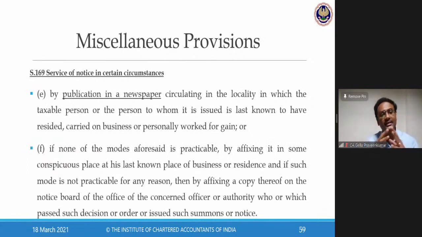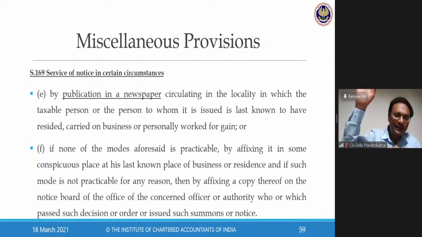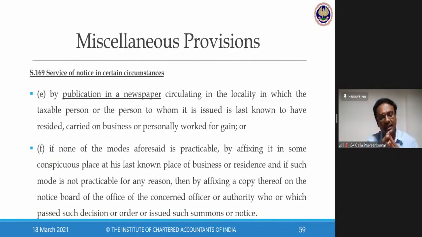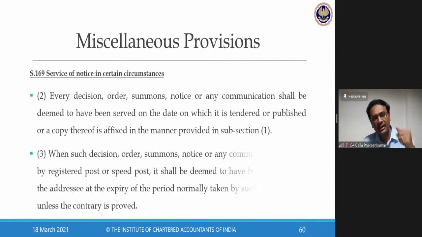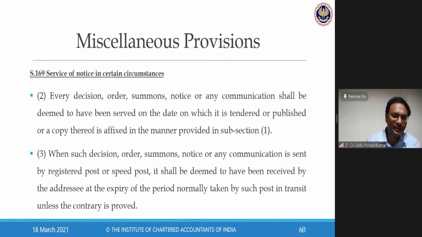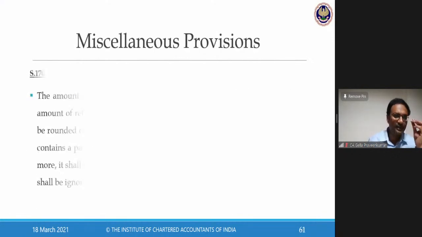So what if this gentleman is not traceable? Put an advertisement in a newspaper. So what if I have put an advertisement in a newspaper? There is nothing else I can do. Then, if they have a business, an office or residence, put a notice on their premises. At least someone will recognize it and let them come back, saying that this person is not responding to any of the notices for summons or any of the prosecution related activities.